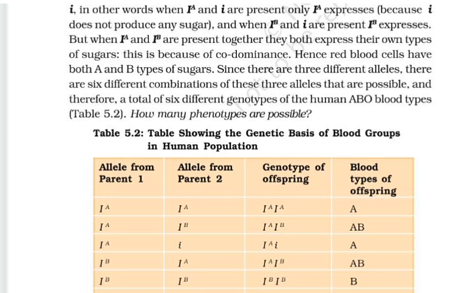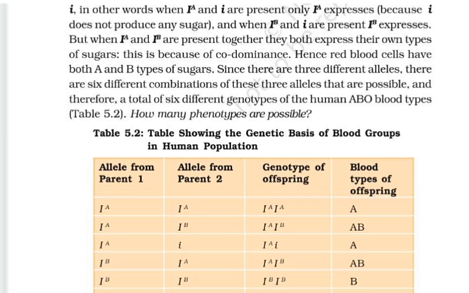And when IB and i are present, only IB expresses. But when IA and IB are present together, they both express their own types of sugar. This is because of codominance. Hence, red blood cells have both A and B types of sugar. Since there are three different alleles.